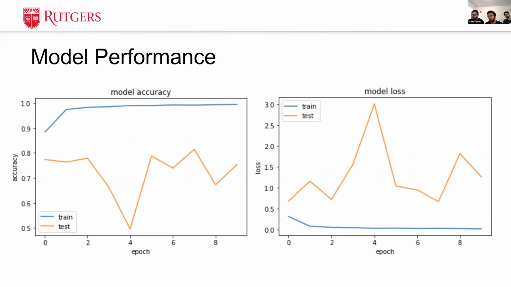On the right, we have model loss. Here we can see as well that the training loss is consistently decreasing, and as for the validation loss, except for epoch number 4, it is consistent at around 1.